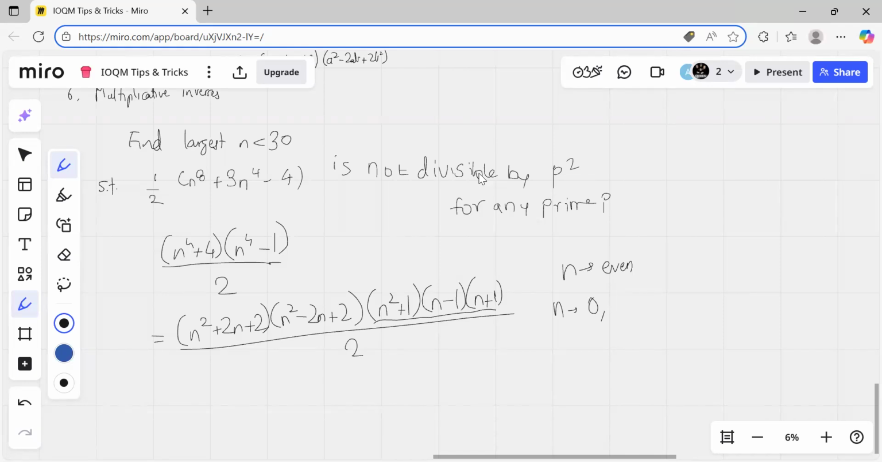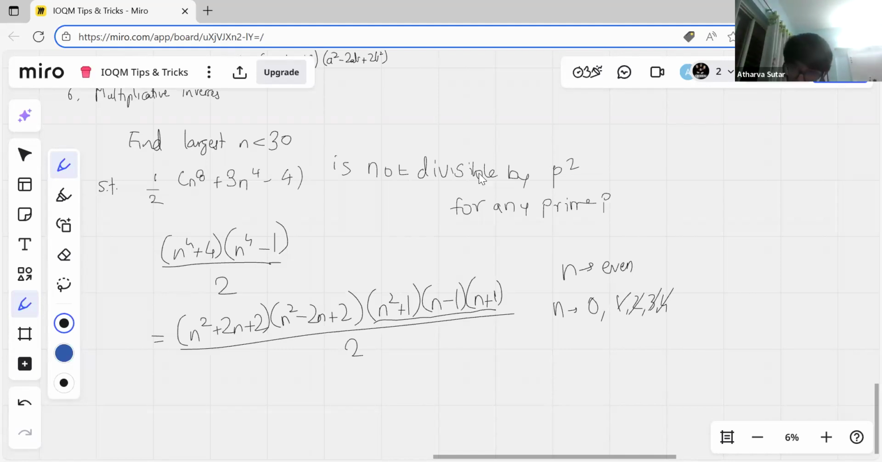Wait, that doesn't make sense. We want to consider n and p minus n, since they are just the same. Then n squared minus 2n plus 2 and n squared plus 1 for minus 2. So you get n is even and n is 0 mod 5, and now you have reduced it to three cases.